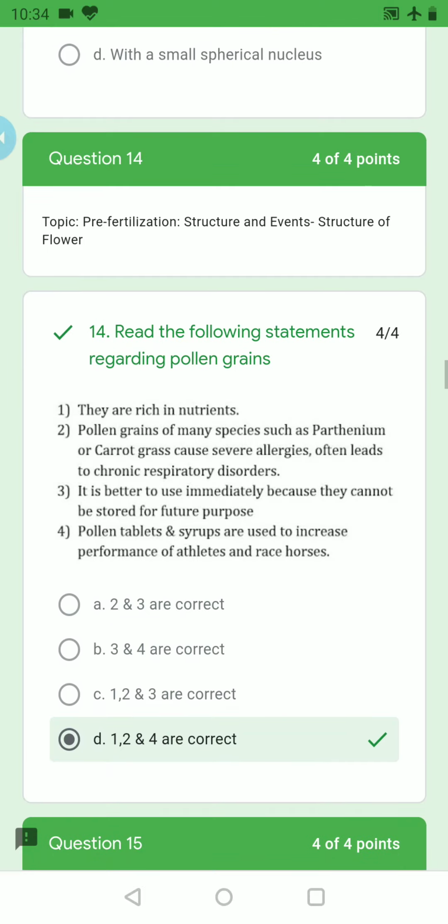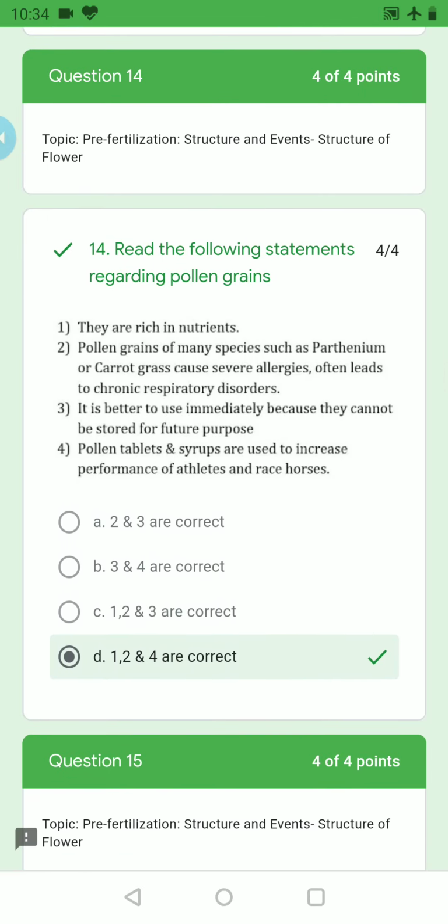Next question, question number 14. Read the following statements regarding pollen grains. This question is also related to pollen grains. Let me read the statements. They are rich in nutrients. Yes, it's correct. The pollen grains of many species such as Parthenium or carrot grass cause severe allergies, often leading to chronic respiratory disorders. Yes, this statement is also correct.